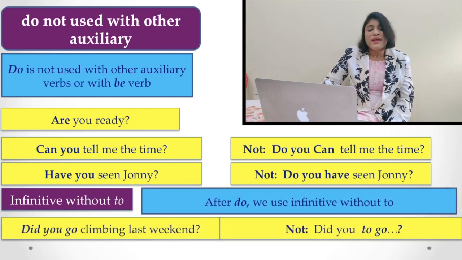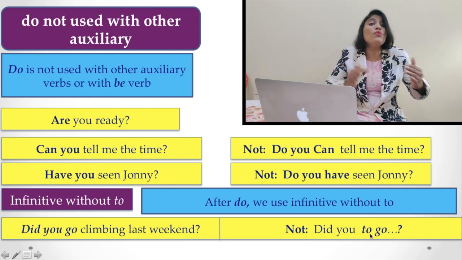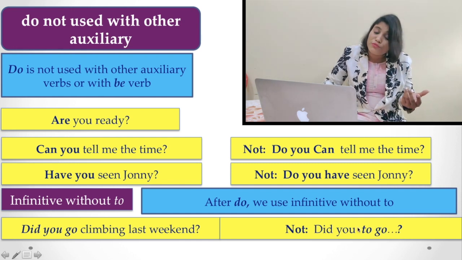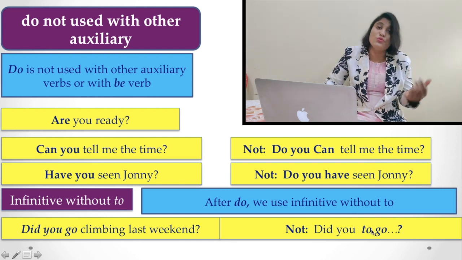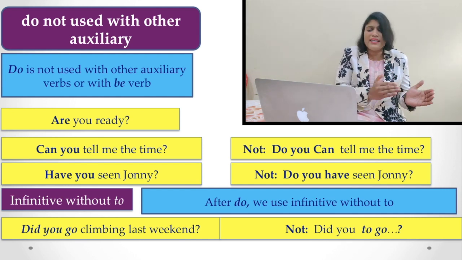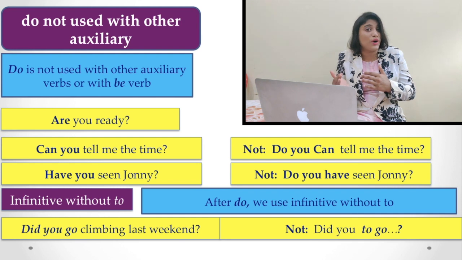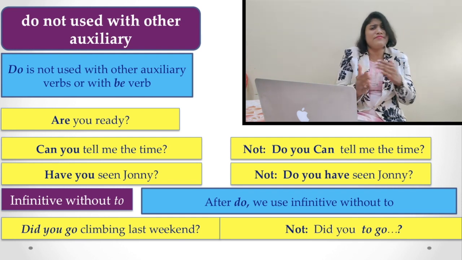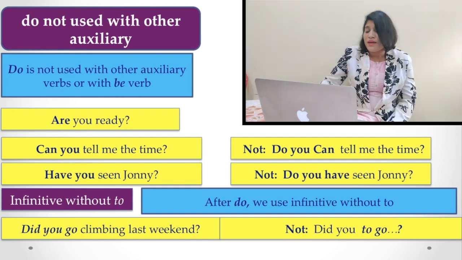Here, did you go climbing last weekend? Here you never say did you to go, because you have to use go. Of course it is an infinitive form of the verb, but without to. This is a very vital thing, as I have told you earlier. You never say did you went. In that case also, you have to put the bare verb form, that is, bare means the first verb form, that is go.